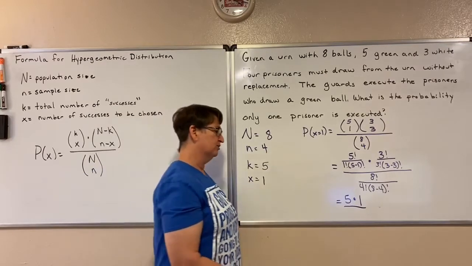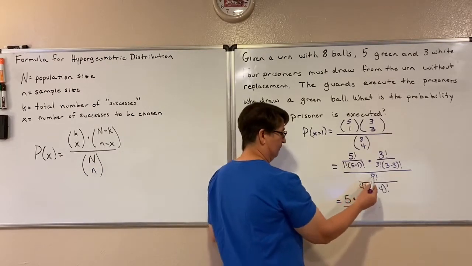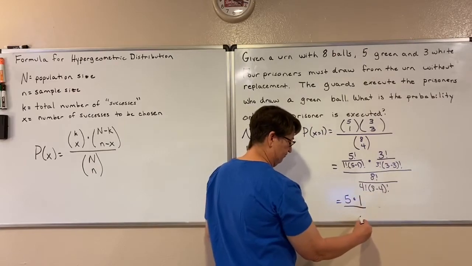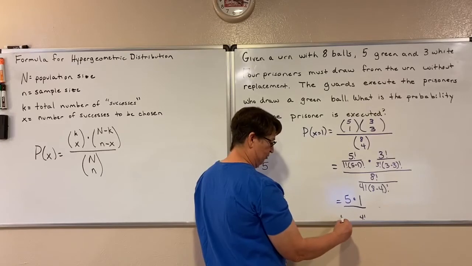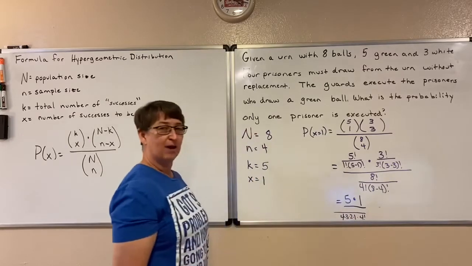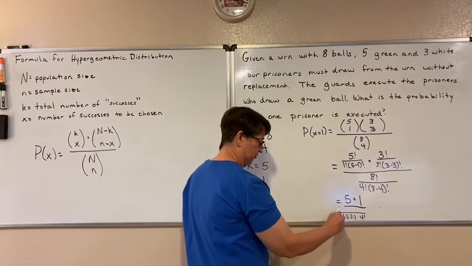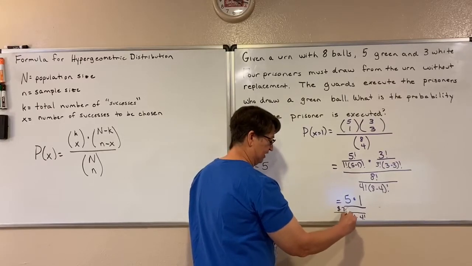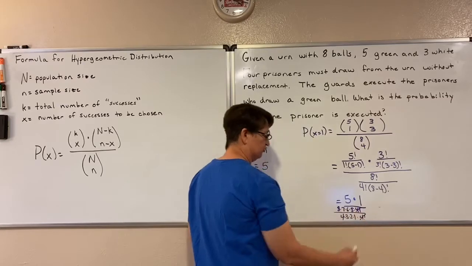On bottom, though, it's a little more complicated, so I'm going to do this subtraction to get 4 factorial. And then this 4 factorial, I'm going to write out as 4 times 3 times 2 times 1. Then my 8 factorial, I'm going to count down until I get to that 4 factorial. So I've got 8 times 7 times 6 times 5 times 4 factorial. My 4 factorials cancel.